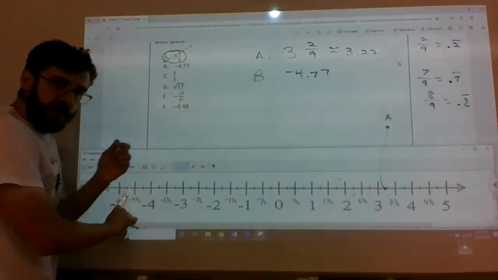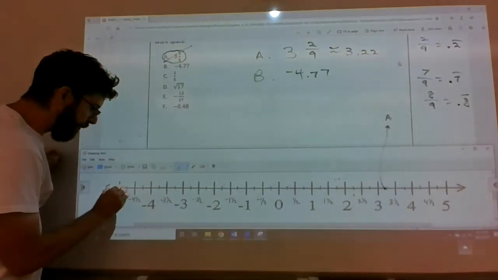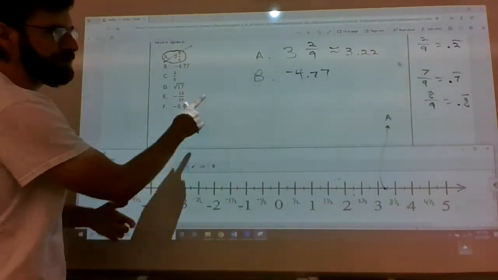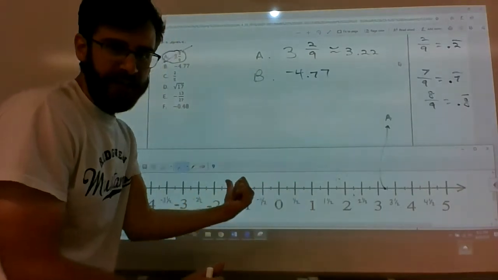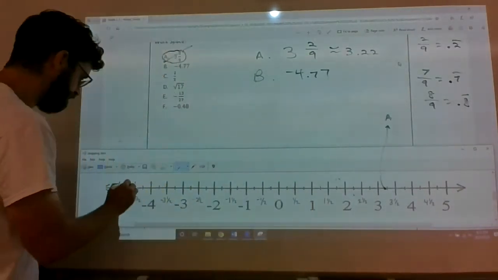That means it's to the left of negative 4.75. It's sort of like this. You could look at this as almost like 477. It's like go 477 paces to the left versus going 475 paces to the left.